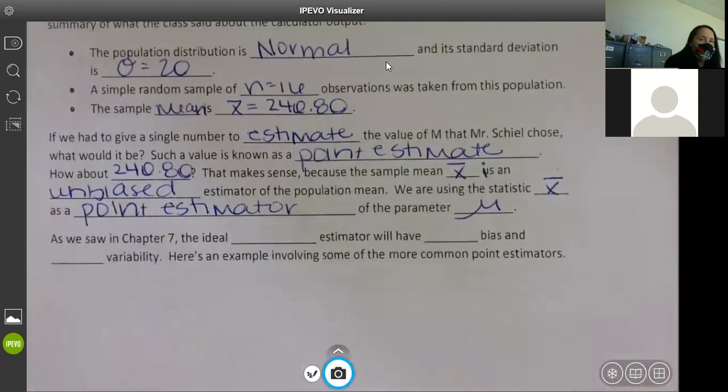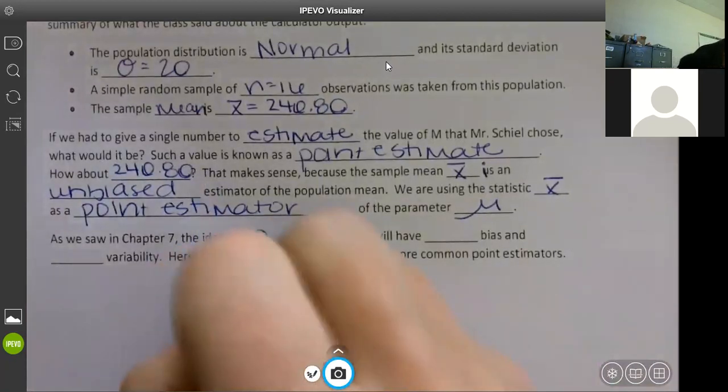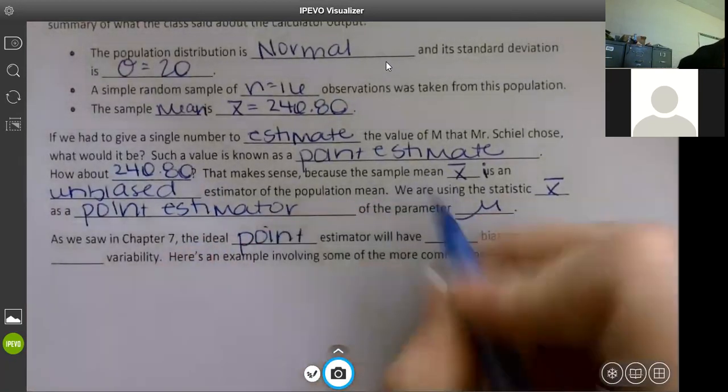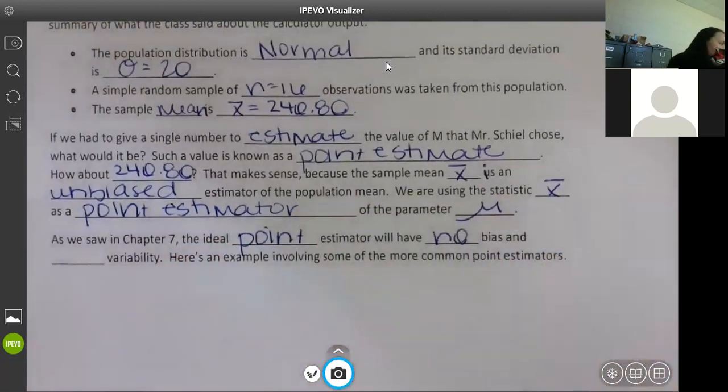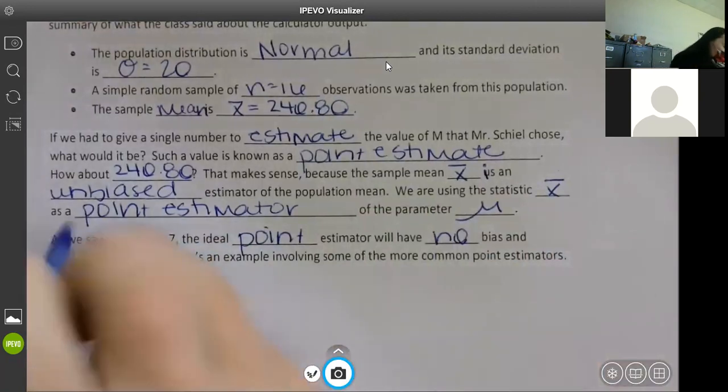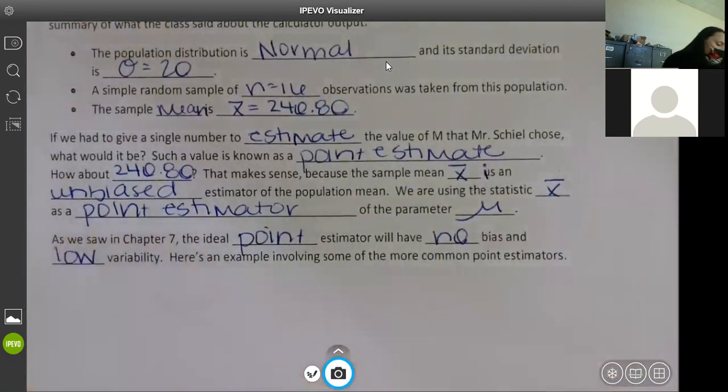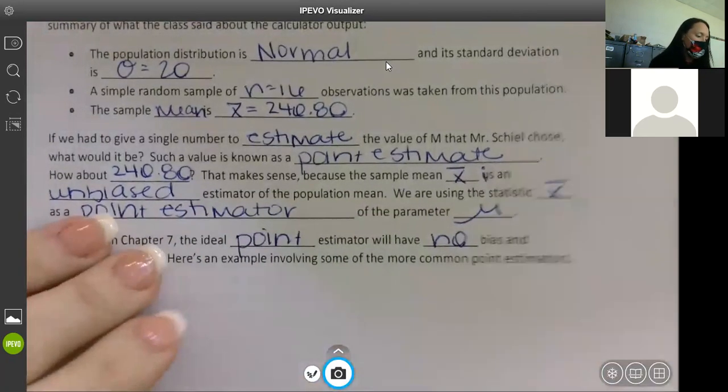As we saw in chapter 7, the ideal point estimator will have no bias, so you would want your population mean and your sample mean to be exactly the same, with low variability. Here's an example involving some of the more common point estimators. Again, guys, it's going to be a lot of me talking today since we only have an hour of class, so I apologize. Just bear with me.